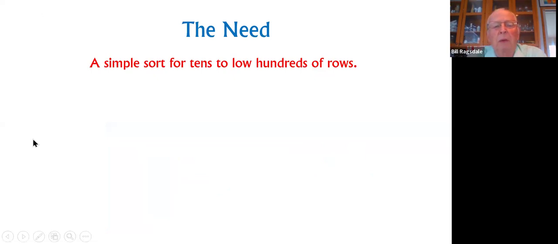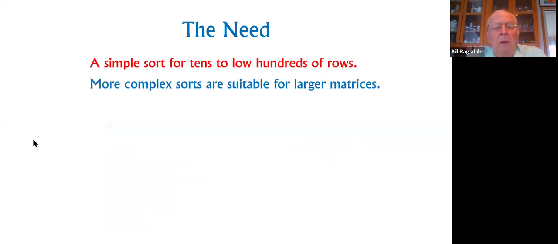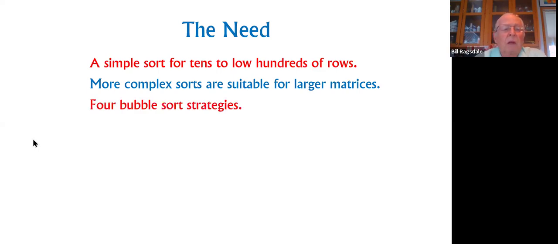So I needed a simple sort that I could use for, let's say, 10 to a low hundreds of rows, primarily for early testing and exploration. I realize that more complex sorts are suitable for larger matrices. Get up above 100 or so, the sort times become quite large. So I explored 4 bubble sort strategies, which I'll present today.